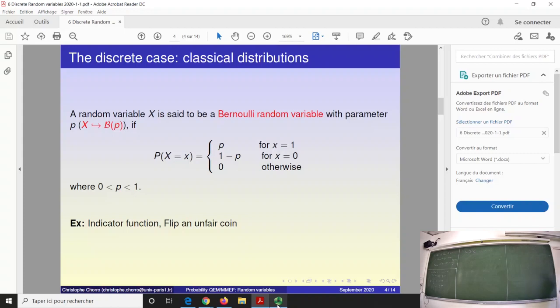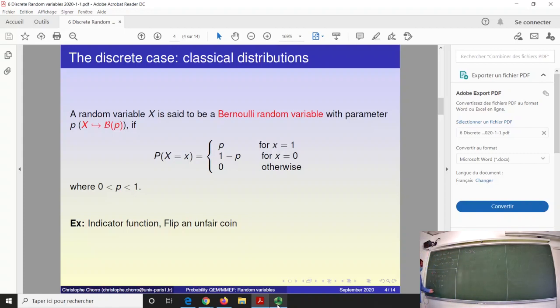Okay? And just remark that my condition P strictly positive and P strictly less than 1 is just to ensure that I really take the two values. Because if I have P equal to 0, it implies that the probability to be equal to 0 is equal to 1. So in fact, it's the case where X is always equal to 0, something that doesn't interest me. And in the case where P is equal to 1, it's the probability to be equal to 1 that is equal to 1. And I don't want such cases. Okay?